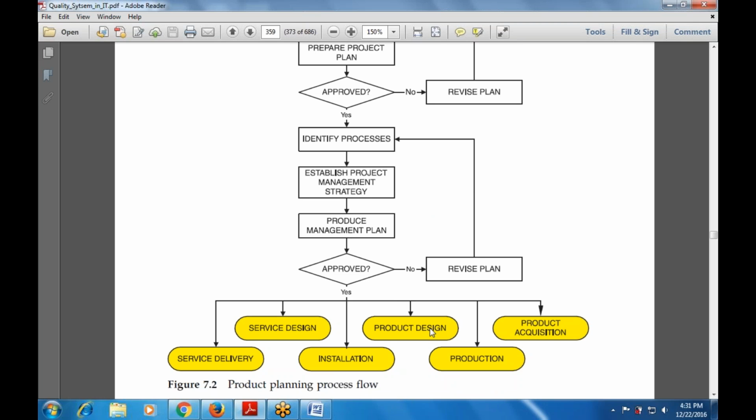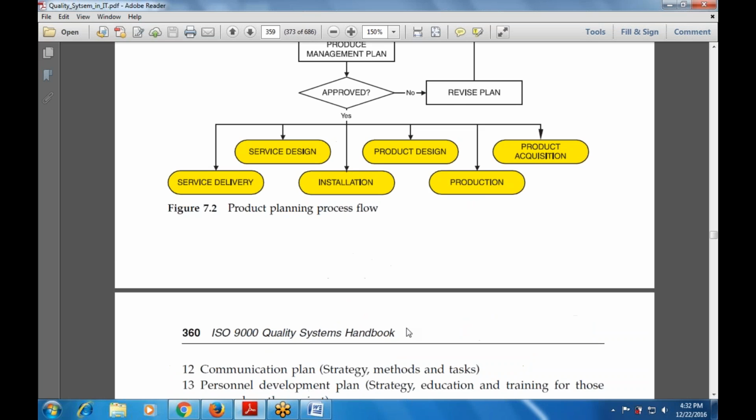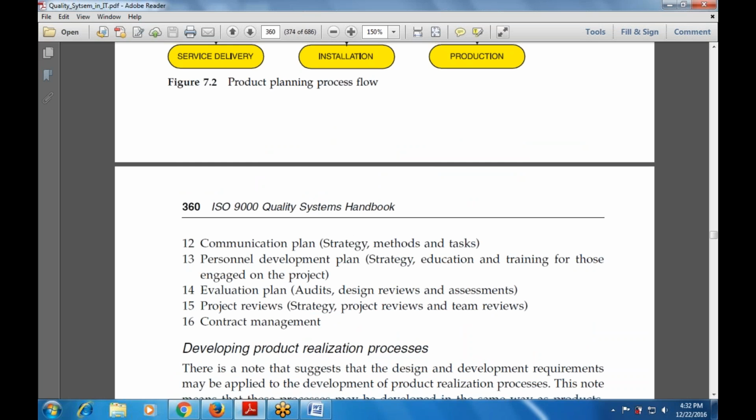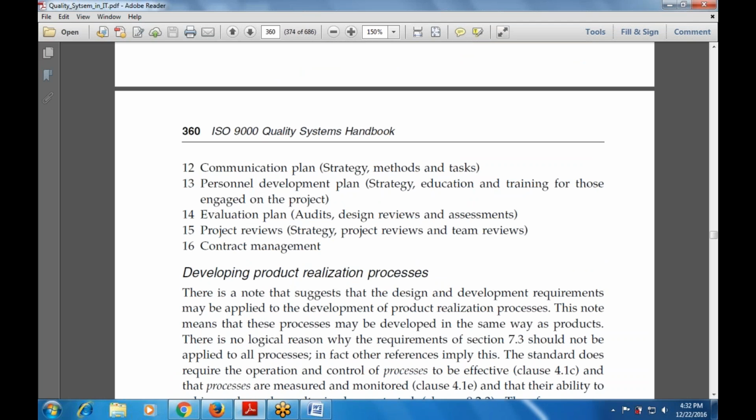Then produce the management strategy or the project management plan. If it is approved, then go to the next part, service design, project design. If it is not approved, then revise the plan. So: service design, product design, product acquisition, service delivery, installation and production. Communication plan, yes, this is the strategy. Then personnel development plan, evaluation plan, project reviews and contract management.